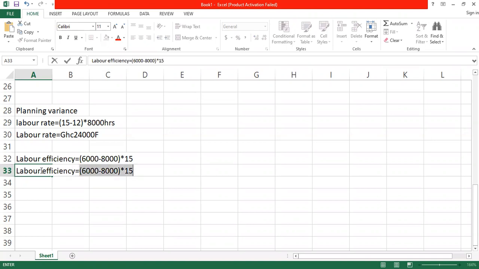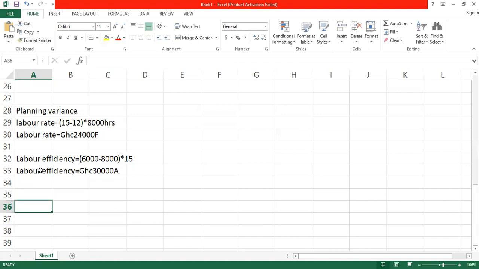So what are we getting? 30,000 adverse. Now this is at the planning level. We now come to the operational level, and at the operational level, we do the same calculation again.